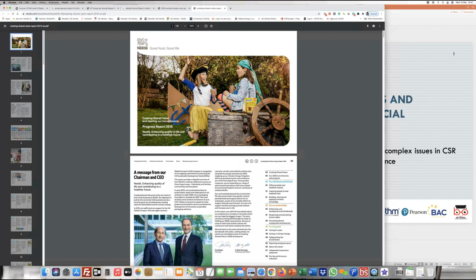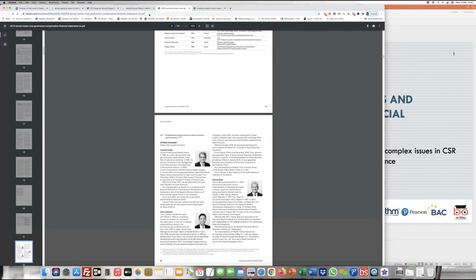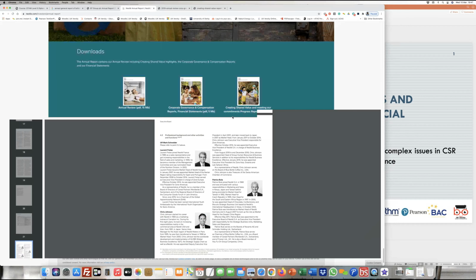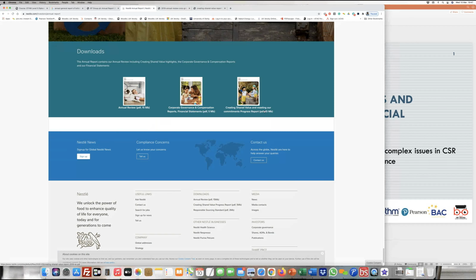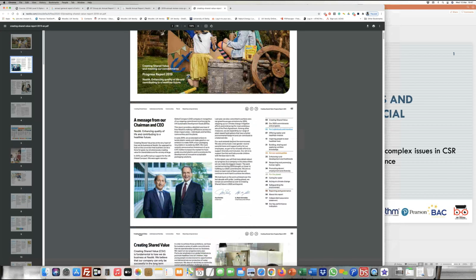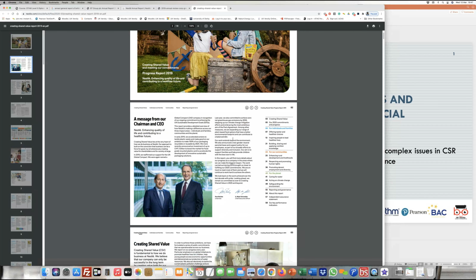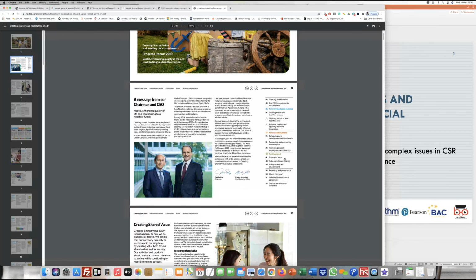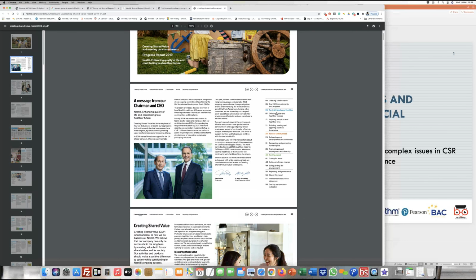Now, some companies might not list it as CSR. In this case, on their website, they have listed it as creating shared values and meeting our commitments progress report. So this is essentially their commitment towards society, environment in general, and the planet. Do you remember the triple bottom line that we spoke about? For the planet, for the community, and for the individuals.